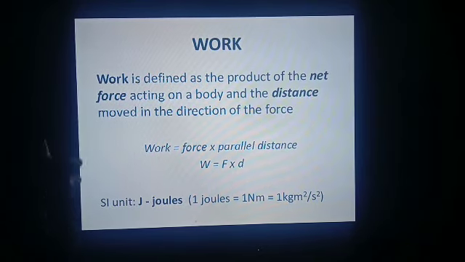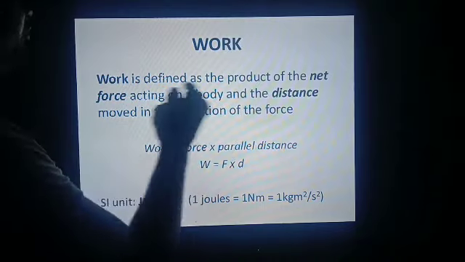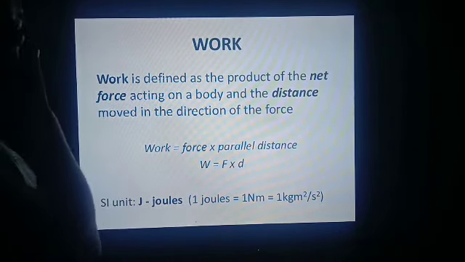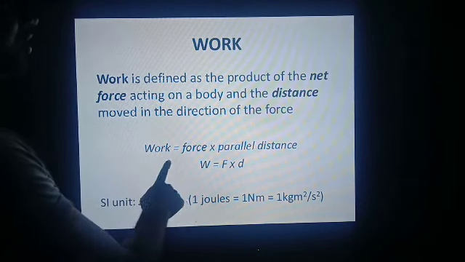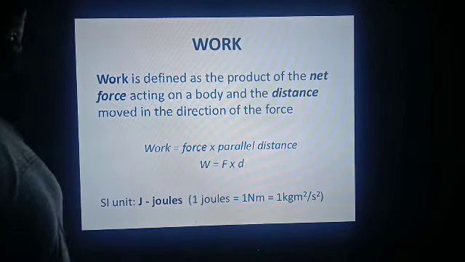Today we will study work. So what is work? Work is defined as the product of net force acting on a body and the distance moved in the direction of applied force. This is called work. What is the formula of work? Work is equal to force into parallel distance, which means W = F × d.